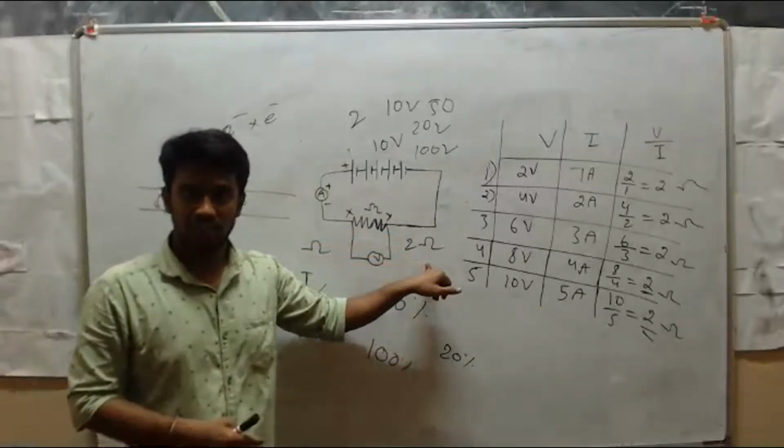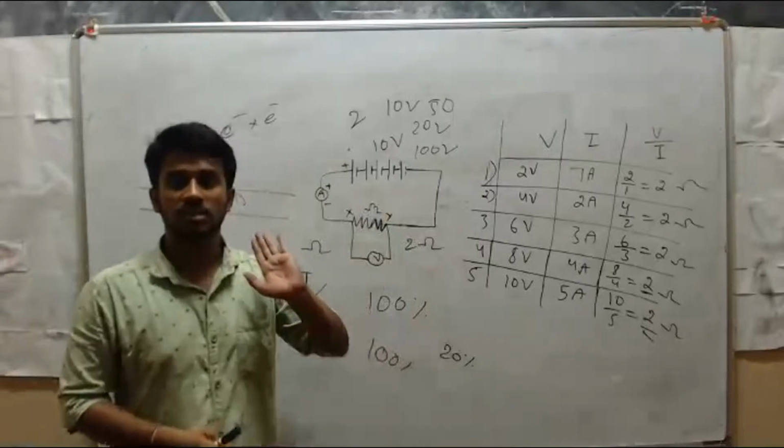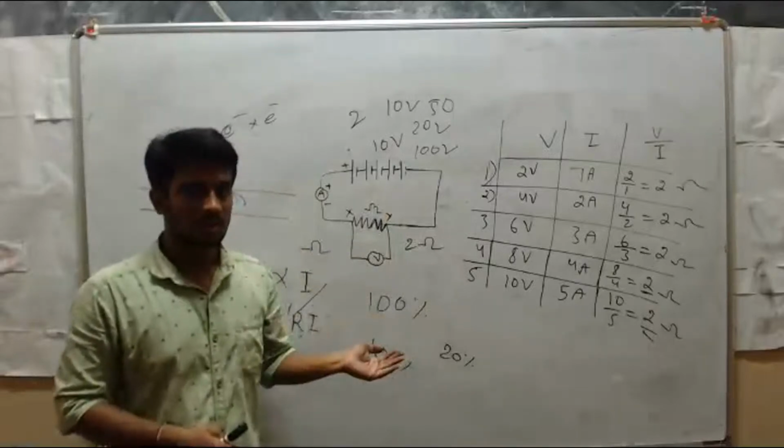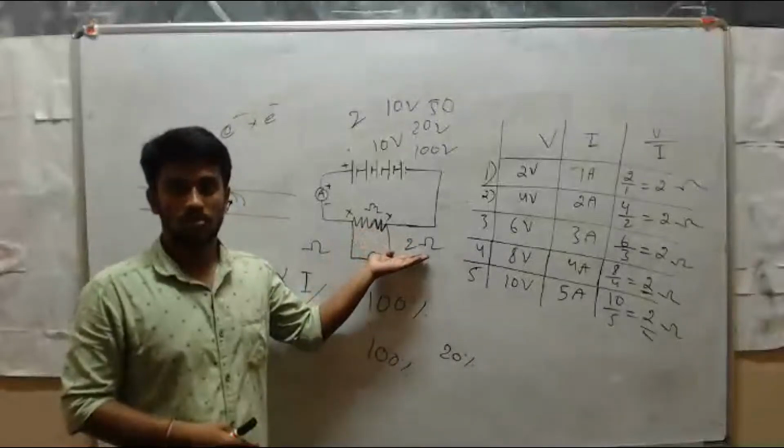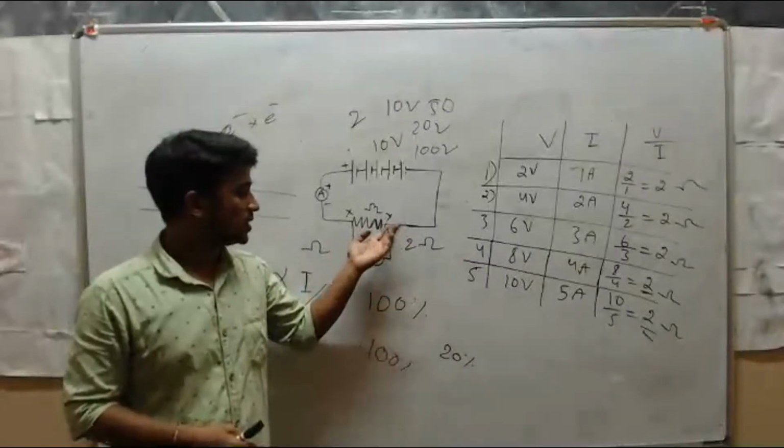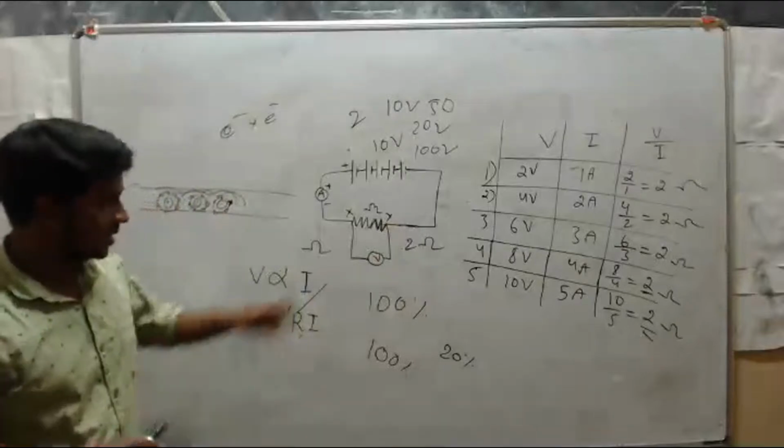In Kannada we can say that it opposes only as much as it needs to, like that. So it opposes only 2 ohm. We measure that resistance in ohm.